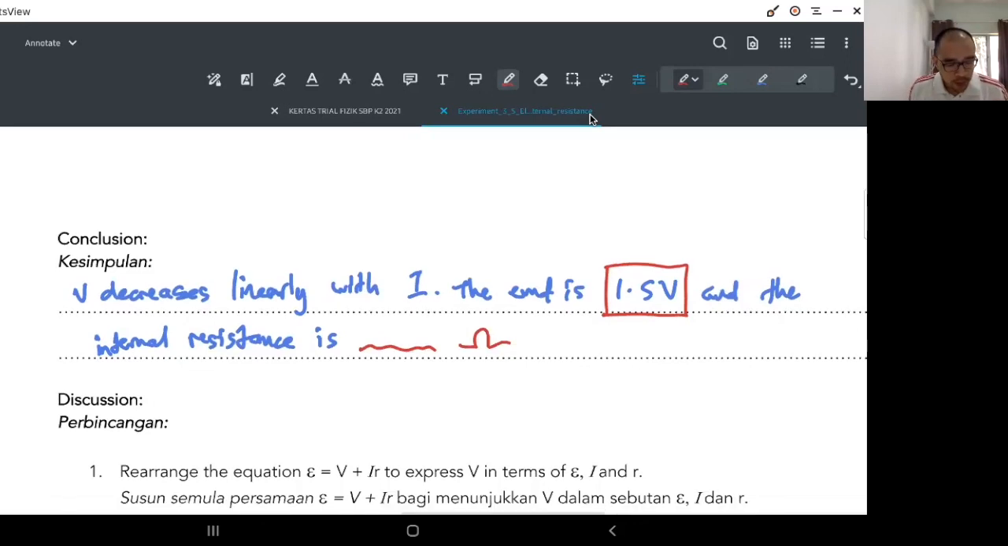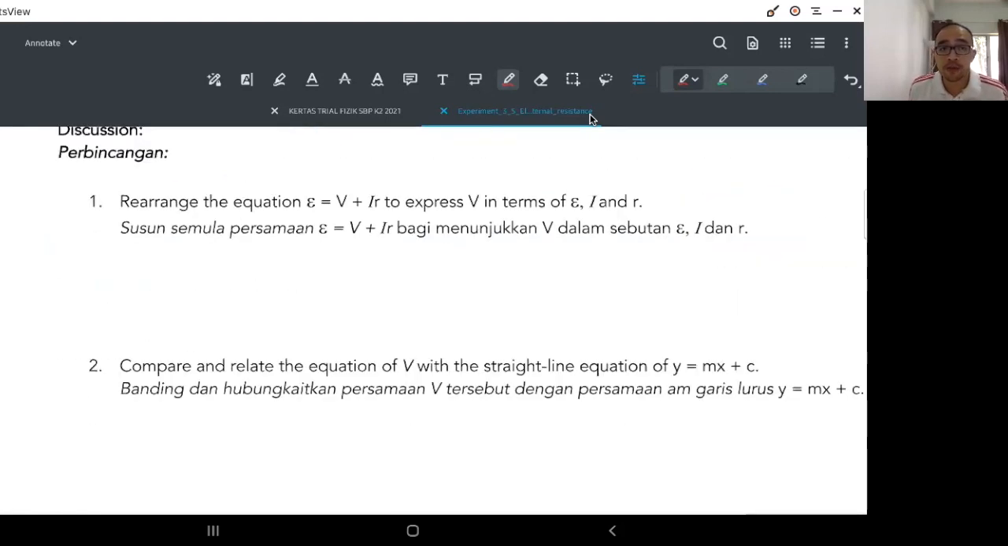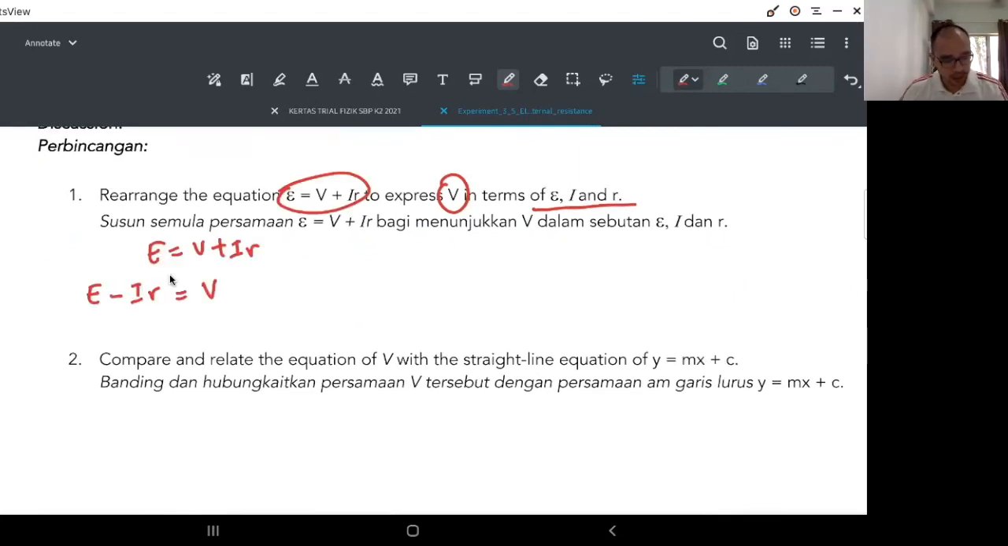Now if we rearrange this, rearrange the equation E equals V plus IR to express V in terms of E, I and R. Why do we want to do this? Because this is linear law. Our graph is V against I, right? So V is our y-axis and I is our x-axis. So if I rearrange, I'll get V equals E minus IR.